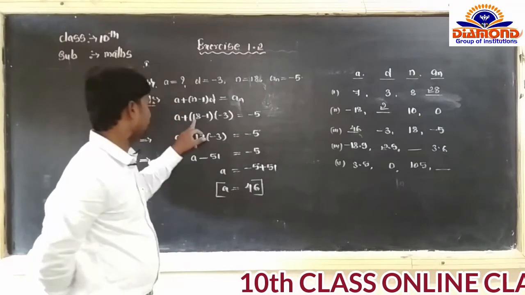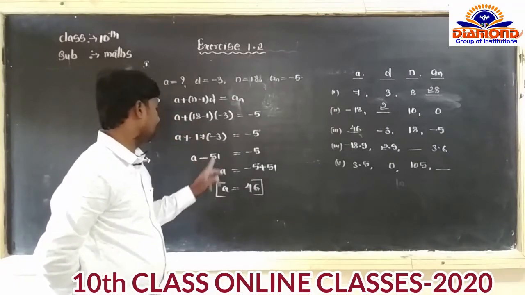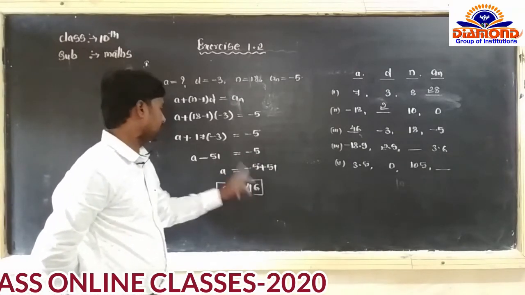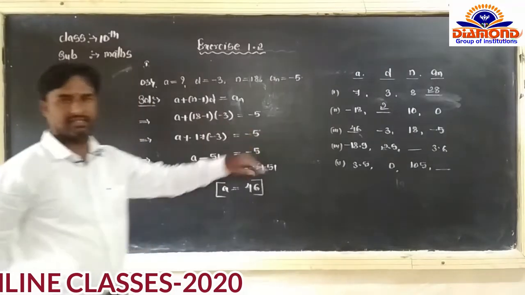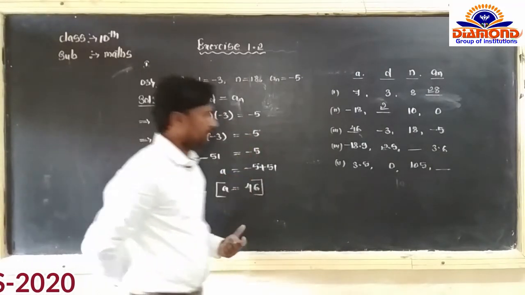A as it is, 18 minus 1 is equal to 17, plus into minus 17 threes are 51, is equal to minus 5. So a as it is minus 5, minus 51 is transferred to that side, that becomes plus 51. Now we got here a value is 46, dear students.